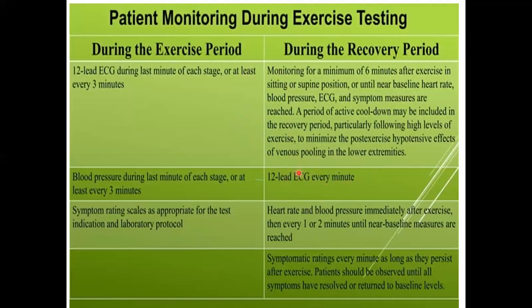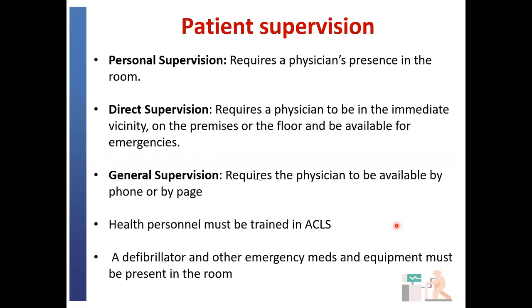With most of the software I've come across, once the recovery period starts, every 1 minute it prompts you to check the blood pressure, and I think it also takes a record of the ECG and prints it out for you. Then heart rate and blood pressure are measured immediately after exercise, then every 1 or 2 minutes until near baseline measures are reached. Symptom ratings are taken every minute, and as long as symptoms persist after exercise, the patient should be observed until all these symptoms have resolved or returned to baseline levels.